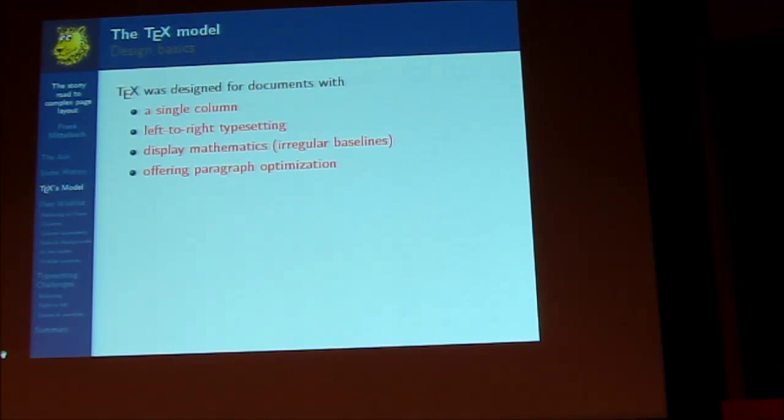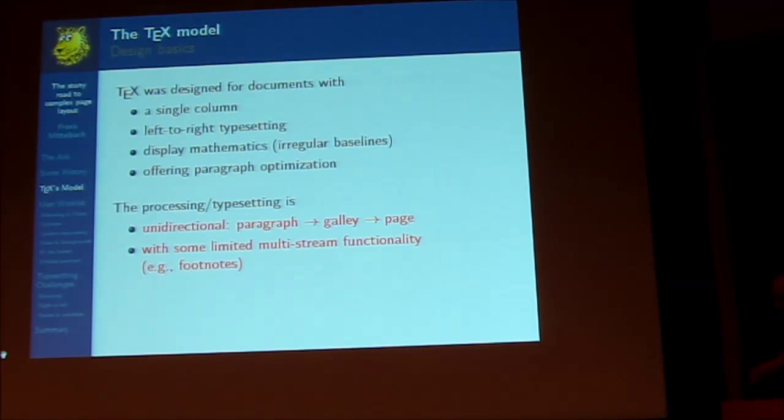So what's the model looking like? Basically, the approach is single column, left to right typesetting, display mathematics with baselines not on grid levels like normal baselines of text, and it offers paragraph optimization. That's sort of the main features of the output of the model, without going into the technique of what the model actually does.